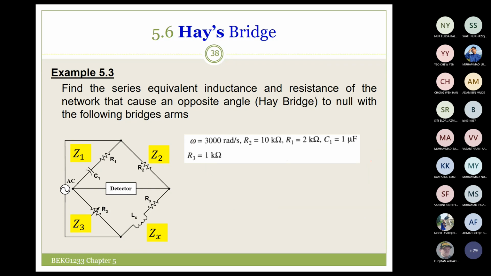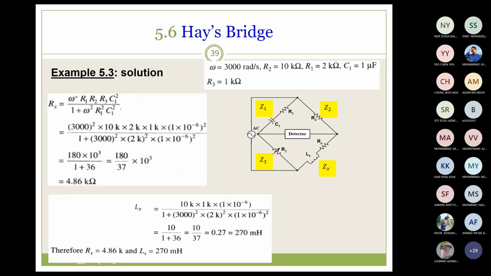Find the series equivalent inductance and resistance of the network that causes an opposite angle, which is the Hay bridge with the following values. In this example, they are given omega is 3,000 radian per second, R2 is 10 kilo ohm, R1 is 2 kilo ohm, C1 is 1 microfarad, and R3 is 1 kilo ohm.